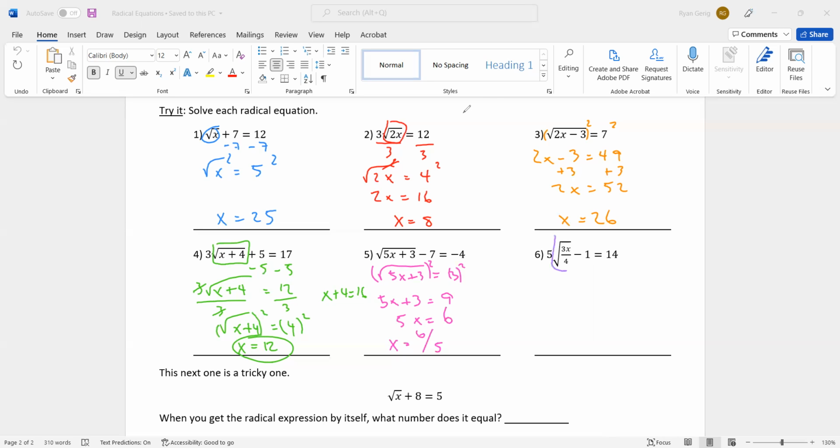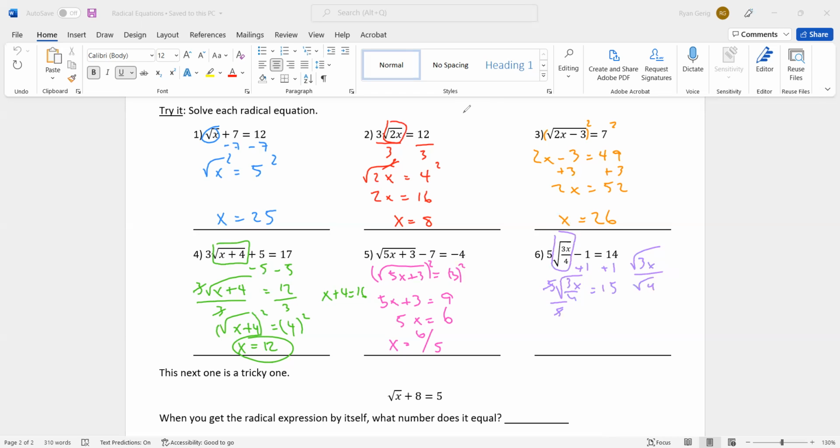My radical expression is a fraction here. Don't freak out about that. Just do the same thing. I'm going to get rid of the 1. Plus 1 is 15, and then divide by 5. So I get square root of 3x over 4.